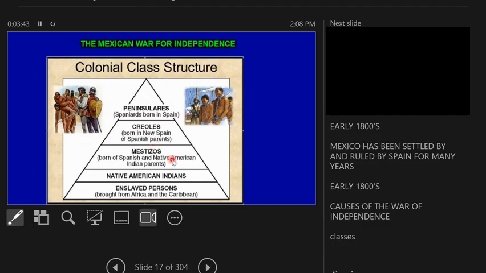So they have a little bit of a higher status than the indigenous only people. Here are the people who have both European parents, but they were born in Mexico. And then here are people that have both European parents and were born in Spain. All right, those are the people at the top. And the people at the bottom are saying, hey, that's not fair. So they want to change the system of classes.